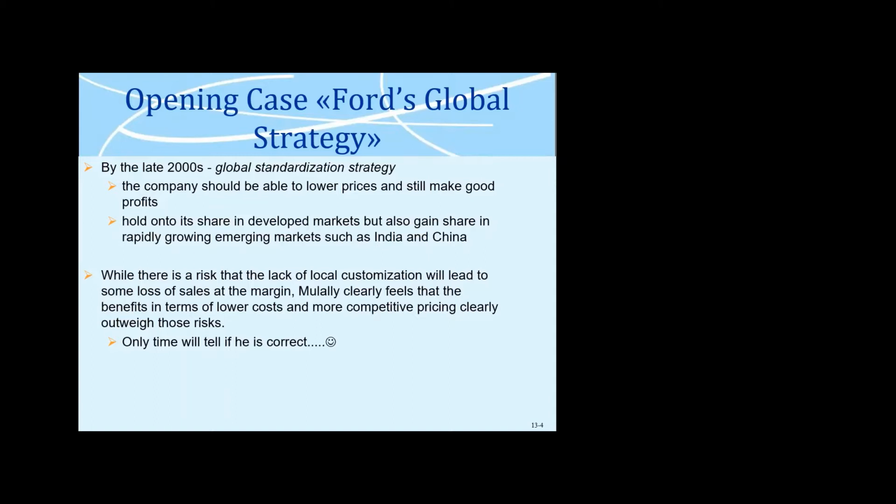So what Ford hopes in the future is that this strategy will bring down costs sufficiently to enable Ford to make greater profit margin in developed markets and to make good margin at lower price.